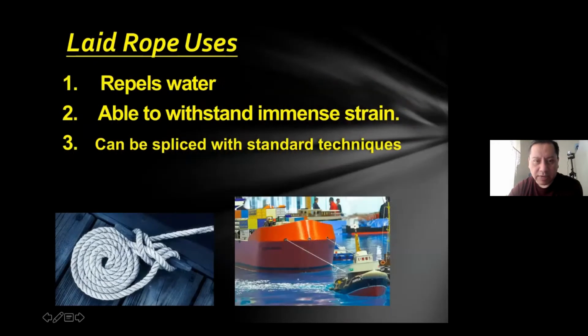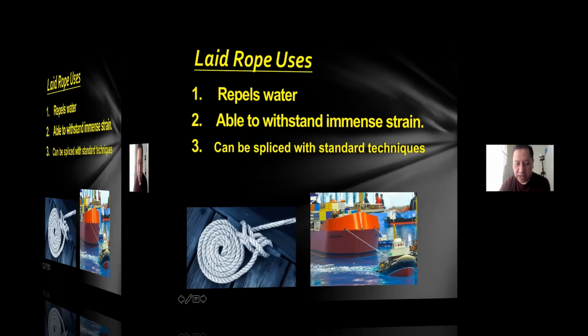Okay, a laid rope repels water easier and it's able to withstand immense strain. It can be spliced with standard techniques. Remember splice, what we talked about, the term splice? That's when you weave it into the same rope. Remember that? So laid ropes are used for tug boats, because they can take a lot of strain, a lot of pressure. So if you want a strong rope, you can't go wrong with a laid rope, okay? And it repels water easily because it doesn't have too many strands. It only has 3 strands.